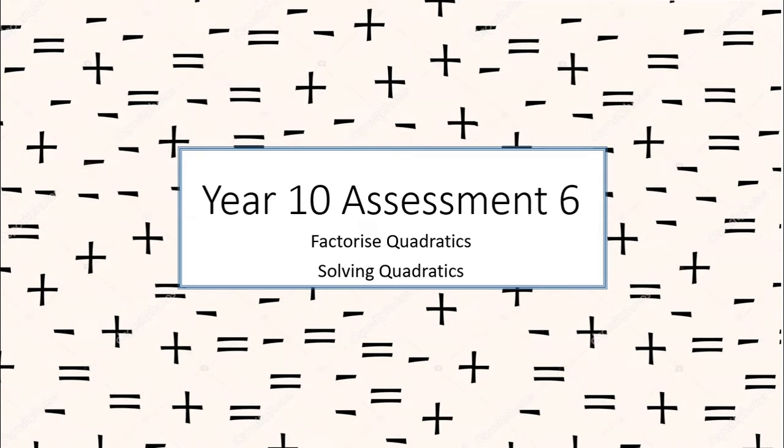Hey, year 10s, let's take up assessment 6, which is factorizing quadratics and solving quadratics. Now we're only going to take up 3 questions on this, but every single question is pretty much the same mistake. Almost in every case, it's a plus or minus mistake somehow.